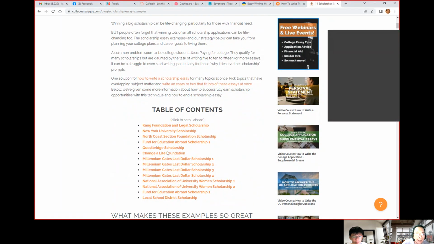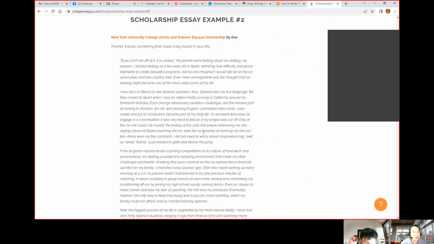We have here a lot of choices, Khoi. We have the Kang Foundation Legal Scholarship, New York University Scholarship, North Coast Section Foundation Scholarship, Fund for Education Abroad Scholarship, Quest Bridge Scholarship. Which do you think we are going to open? Just tell me, choose only one. Or the second one, New York University Scholarship. Okay, I have to open this one.